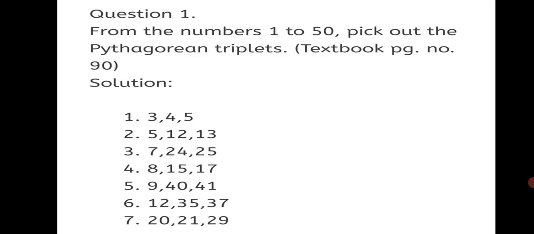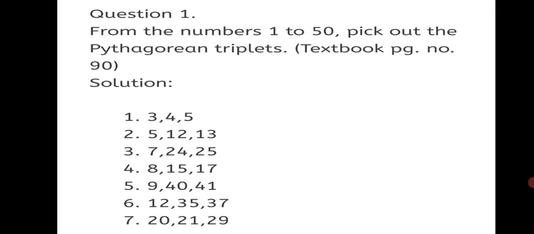3, 4 and 5 is a Pythagorean triplet. Similarly 5, 12, 13. 7, 24, 25. 8, 15, 17. 9, 40, 41. 12, 35, 37. And 20, 21, 29.